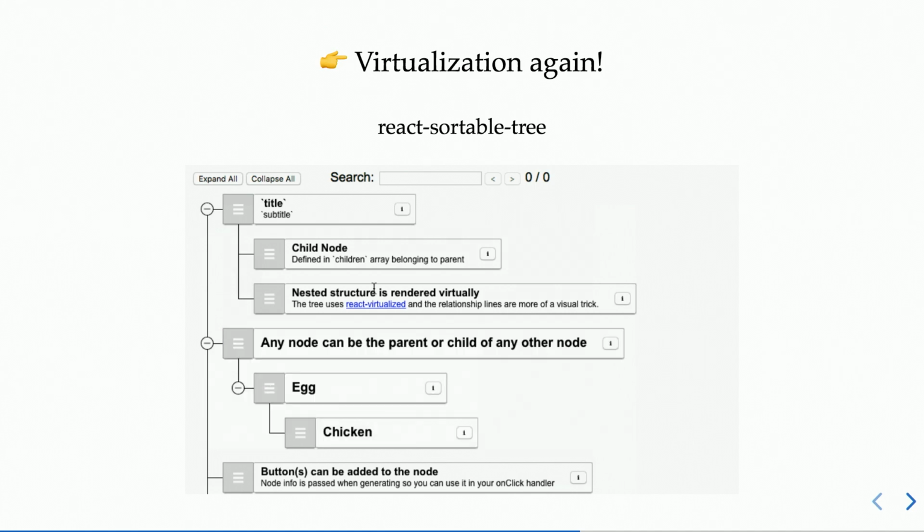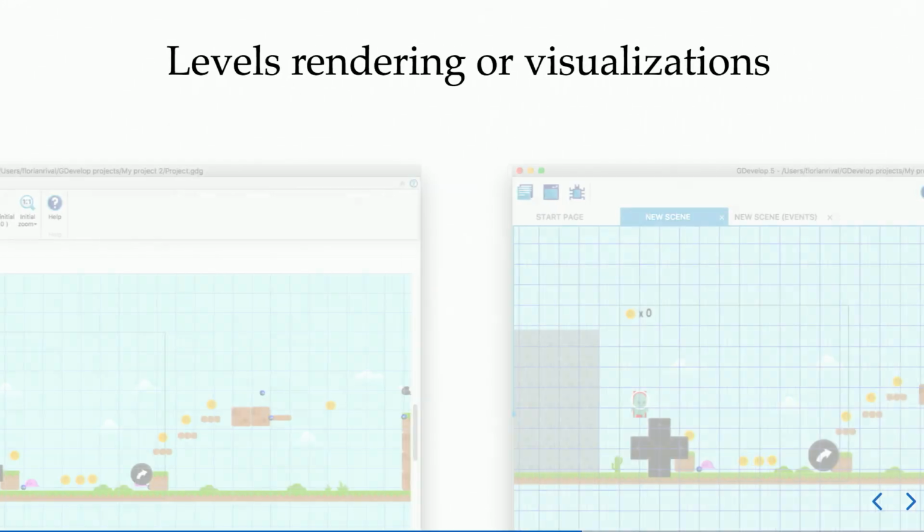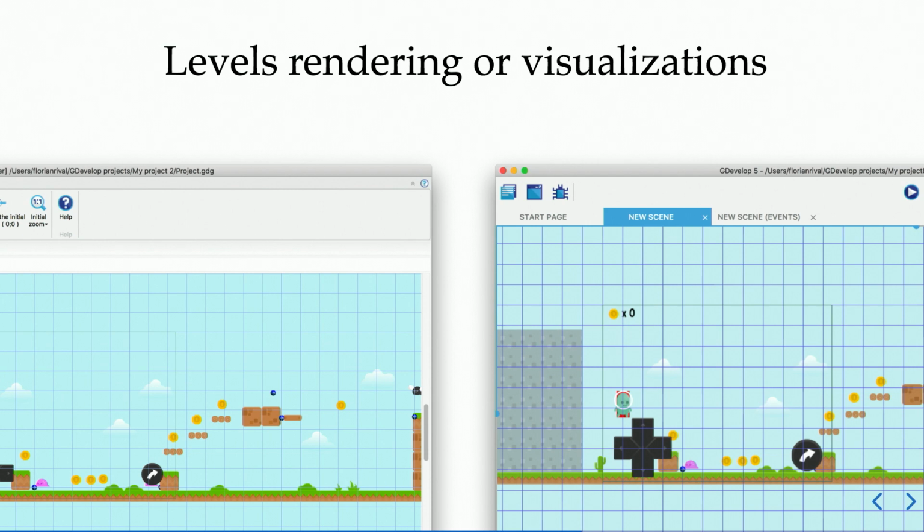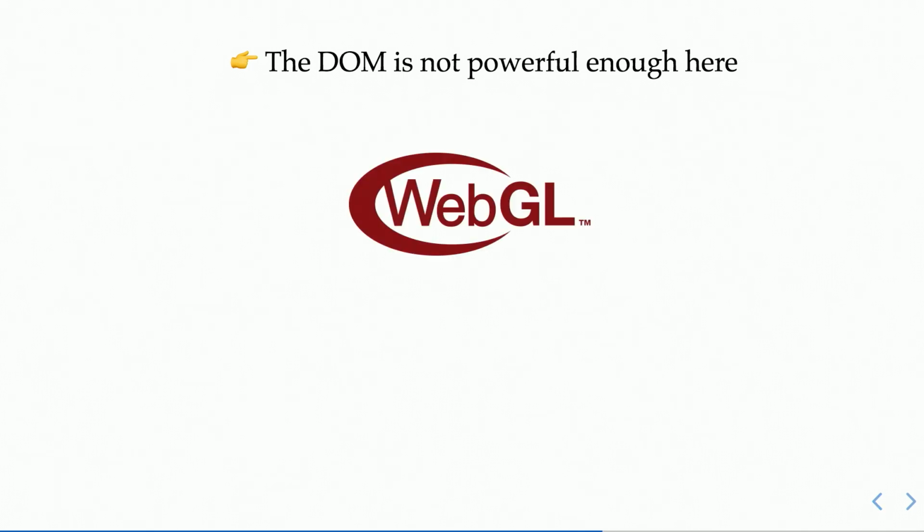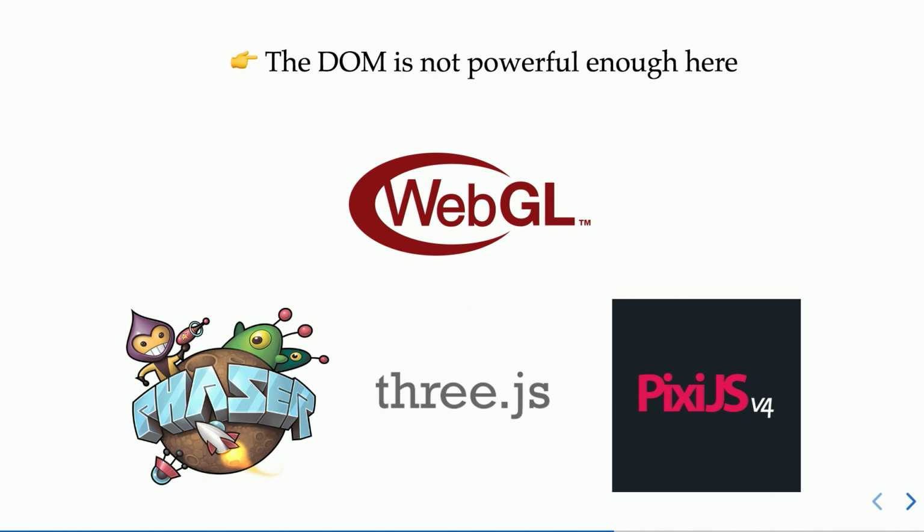If you want to display at some point something that is a bit more complex than just lists or trees or forms, in my case it was the level editor, you might have to forget about the DOM. The answer here was to use WebGL with a library like Phaser, Three.js, or Pixi. I'm using Pixi because it's the library that I'm using for rendering the games, so I'm also using it for rendering the level editor. If you're making things that are getting really complex, it might be a good idea to switch to this, but it's not always the case.